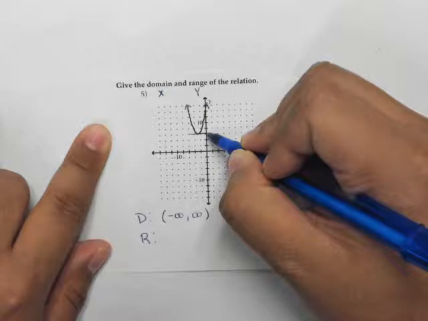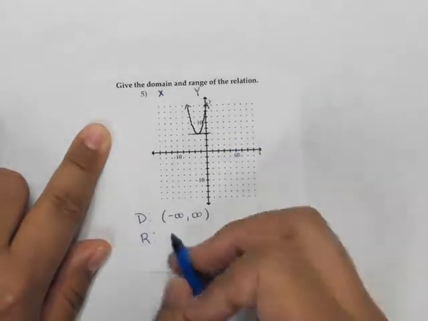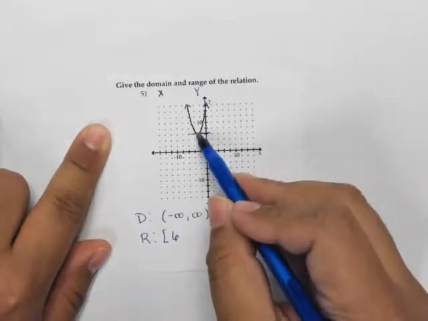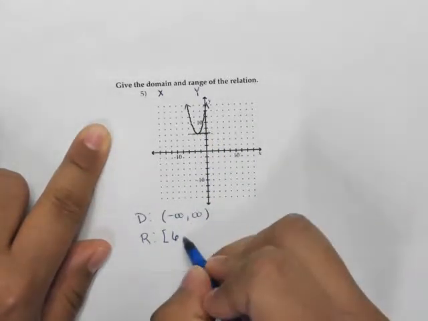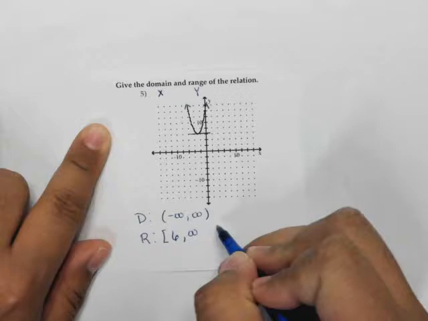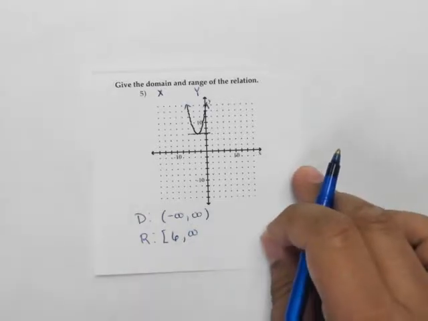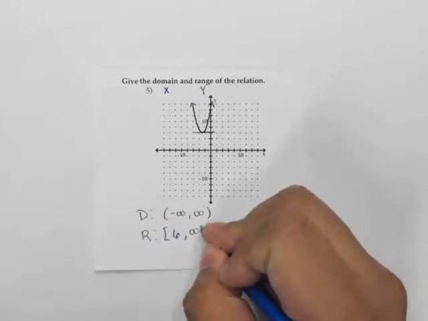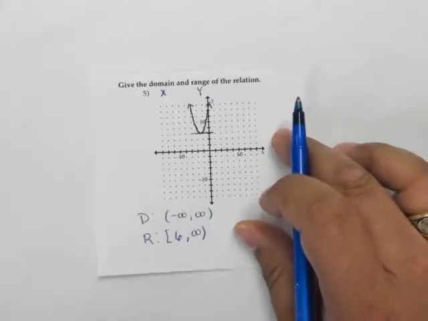So from 6, right? Because they're counting by twos. The range goes from 6, and we're including it because this is part of the graph. So it goes from 6 all the way to infinity. Okay? So this is what the range would look like. So 6 to infinity. All right?